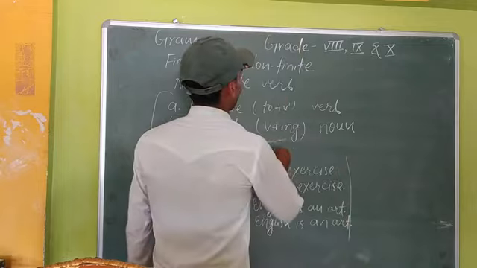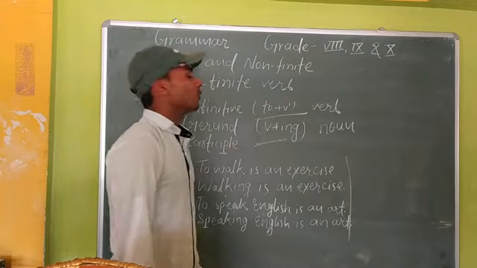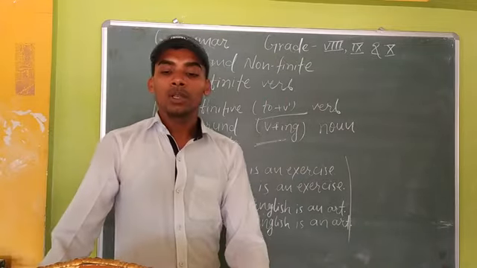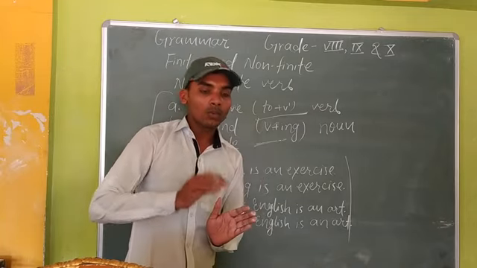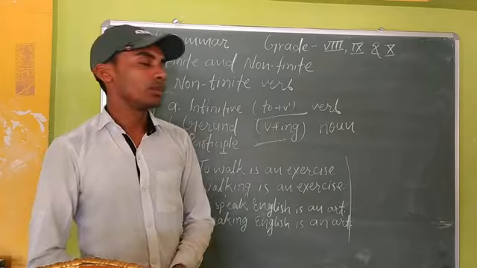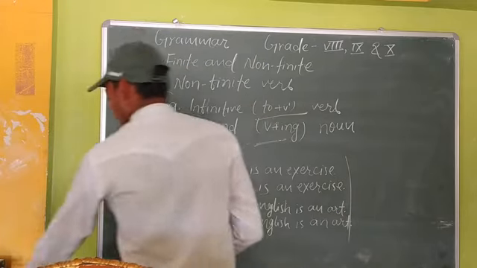What we have come to know is that the infinitive consists of to plus verb. But sometimes infinitive doesn't stand for to plus verb. On that occasion, what happens? It is considered a bare infinitive. We are going to present a few examples.